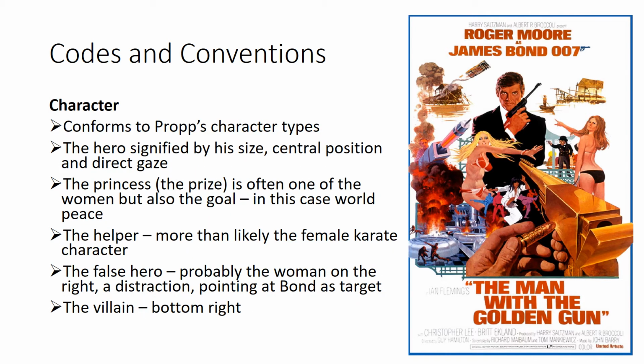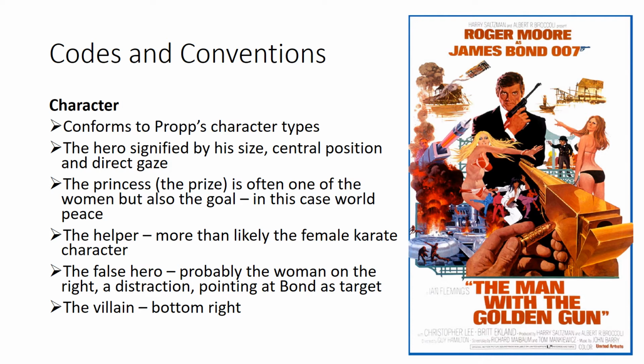In terms of character, the poster very much conforms to Propp's character types. We have the clear indication of the hero in Roger Moore as Bond, signified by his size, his central position and his strong direct gaze. The princess, or the prize, is often one of the women, but also the goal in a Bond film, and Bond's goal is normally to defeat the villain or the criminal and to restore world peace. So those images round the outside are very much part of the prize.